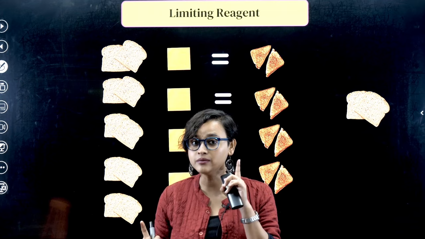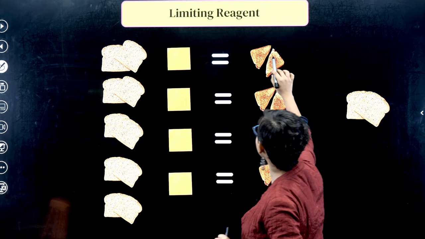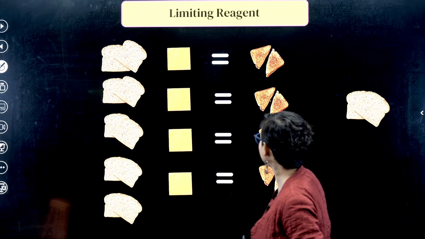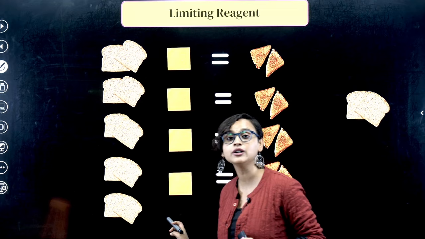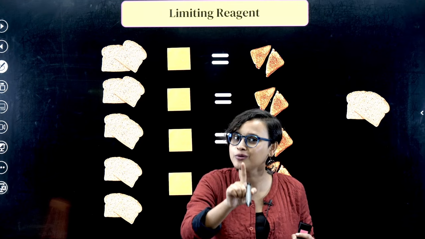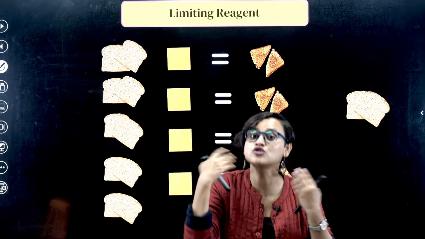So what are you doing? Two bread slices, one cheese slice, you have got one sandwich here. 2 + 1 here, you are getting another sandwich here. 2 + 1 here, you are getting another sandwich. But now the bread is remaining, but you have less amount of cheese. So cheese becomes the limiting reagent. You wanted to make more sandwiches, but the amount of cheese available stopped you from making the sandwiches, right? Right, everybody? So that becomes your limiting reagent.